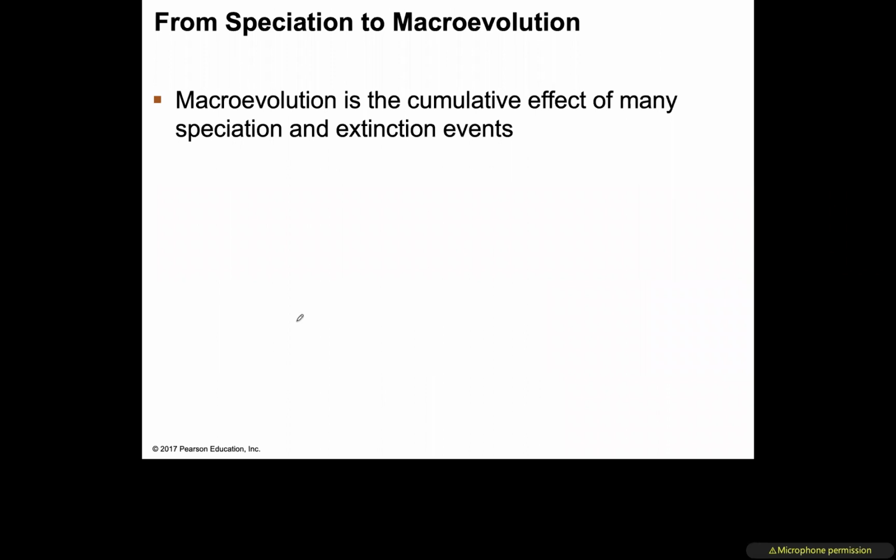So macroevolution is the cumulative effect of many speciation and extinction events. Macroevolution, remember, is on a large scale. It is going to be the big picture, versus microevolution, which is the alleles, the little picture.